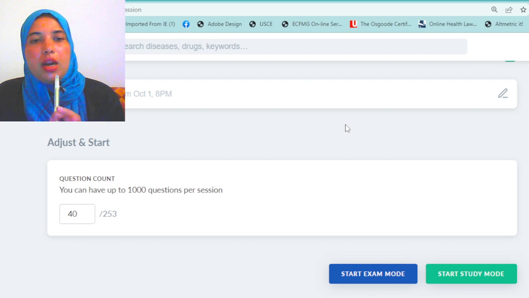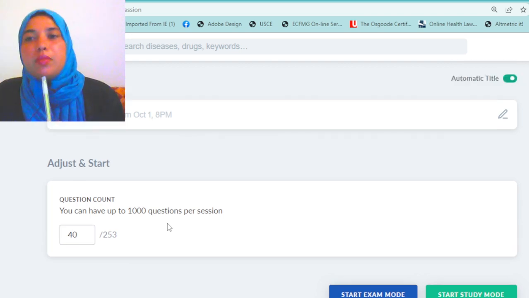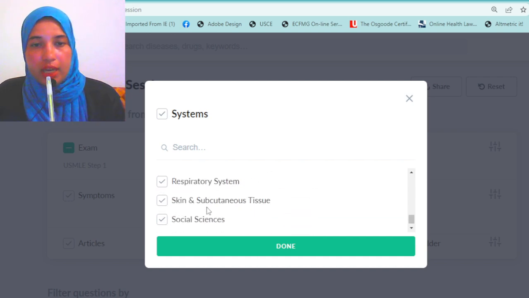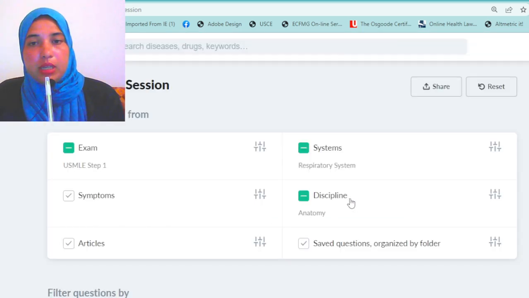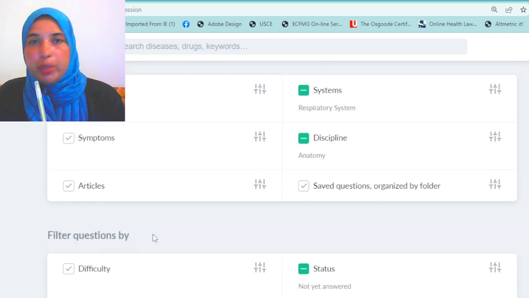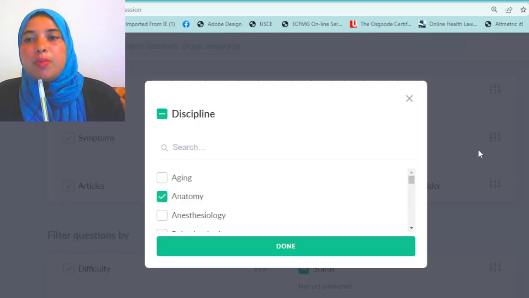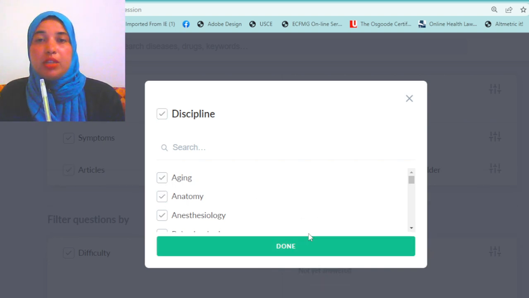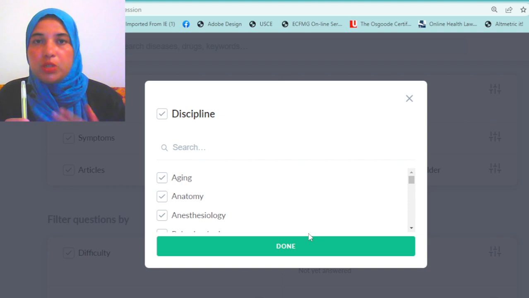You can go there, and you can see on the bottom here, the question count is that AMBOSS has 253 anatomy questions. So if you want to sit in one go and do them, you can do that. Say you just want respiratory system anatomy, you can select respiratory system and just anatomy, and you can see that there are 4 questions with respiratory anatomy. But again, for this video, we're not going to select any discipline. If this is something that you're interested in, you can sort your questions based on discipline.